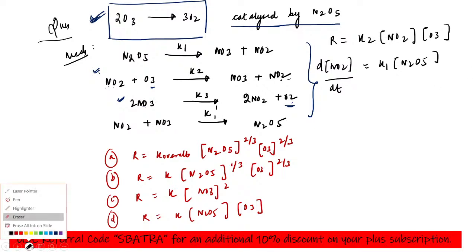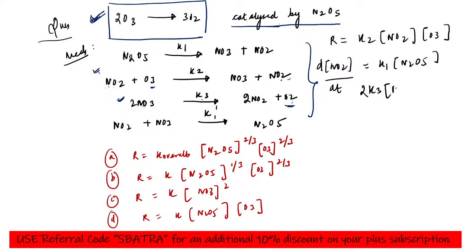Okay, next term over here, we can write down for the third reaction. So for the third reaction it's on the product side, so we can write K3. Okay, we have basically 2 K3, right? We can write 2 K3 NO3 whole square. Is it clear to all of you? Okay, then NO2 is again on the reactant side, so minus K1 dash NO2 NO3.